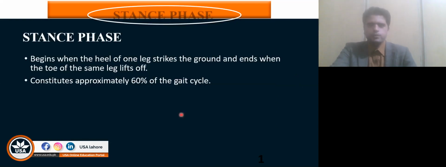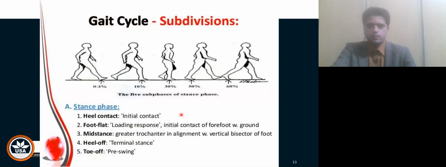Let us briefly go to the definitions. We have understood what these phases are. So these definitions are just for your knowledge. It begins when the heel of one leg strikes the ground and ends with the toe of the same leg lifting off, 60% of the gait cycle. For your comfort, I have divided these phases here. You can see it for yourself.